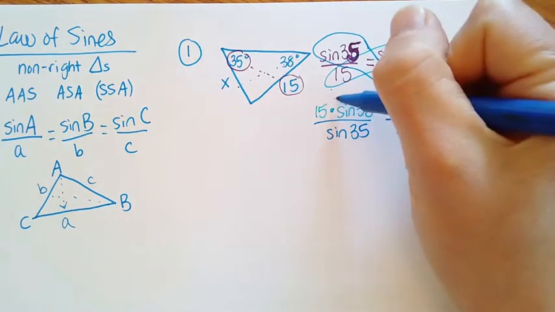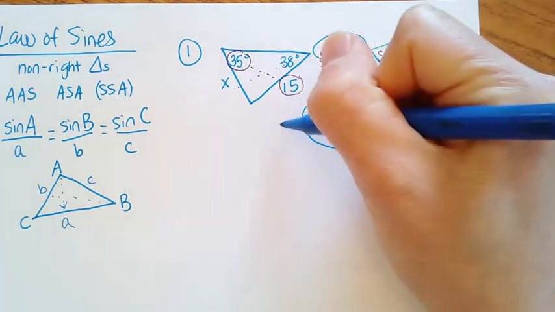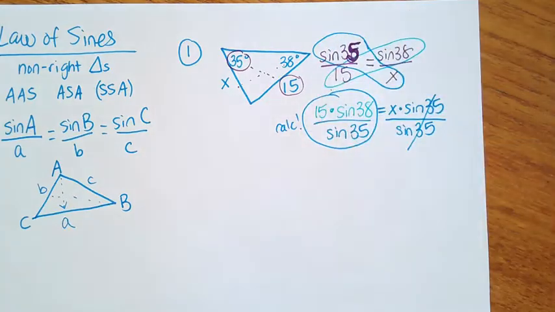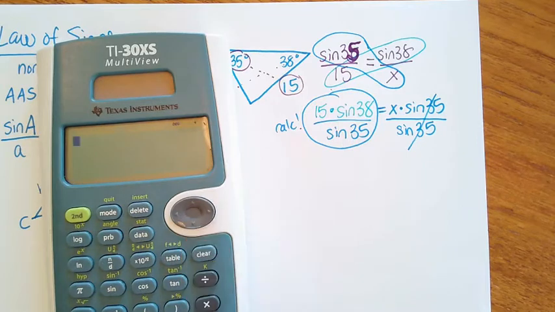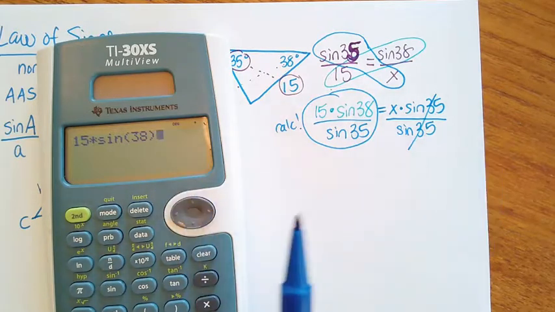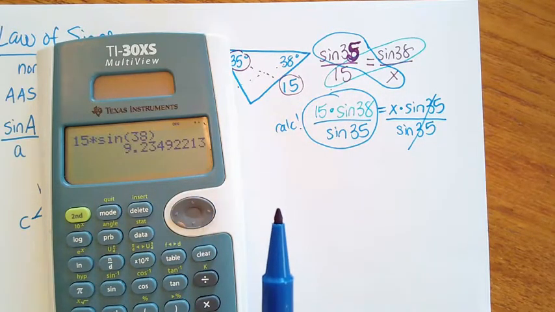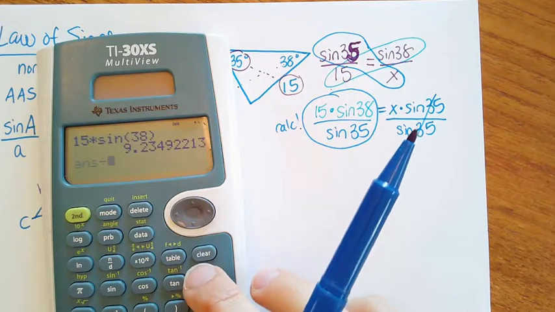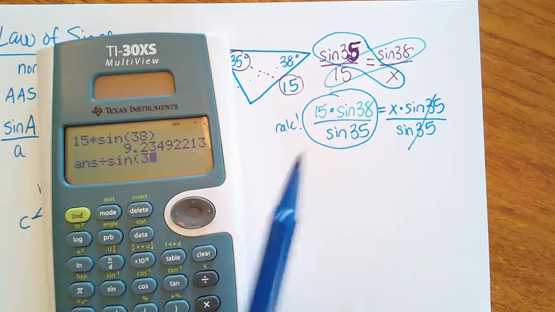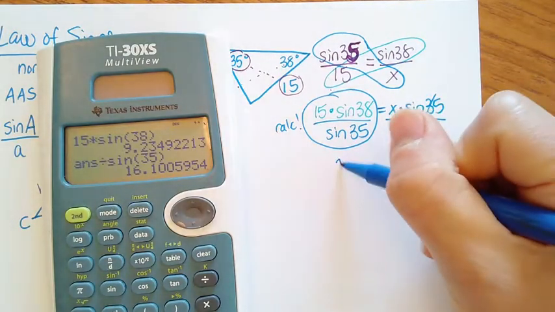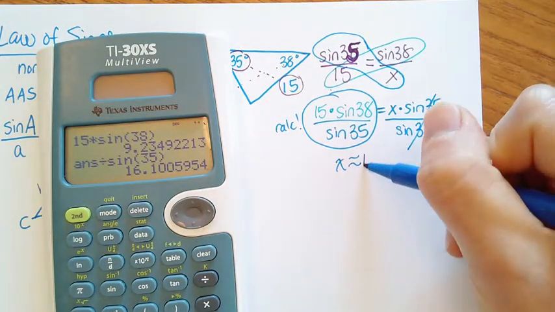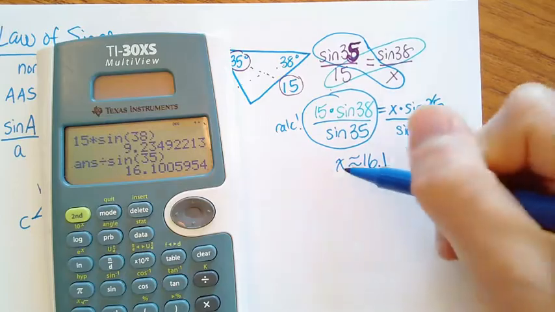All I have to do now is type this big mess into the calculator. So I'm going to grab my calculator and I'm going to type 15 times the sine of 38 degrees. Don't forget to close off your parentheses. I'm actually going to hit enter so I don't get myself messed up, and then I'm going to divide that by the sine of 35 degrees. So x is approximately equal to 16.1.